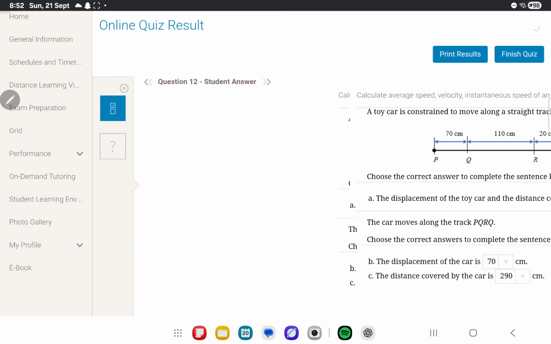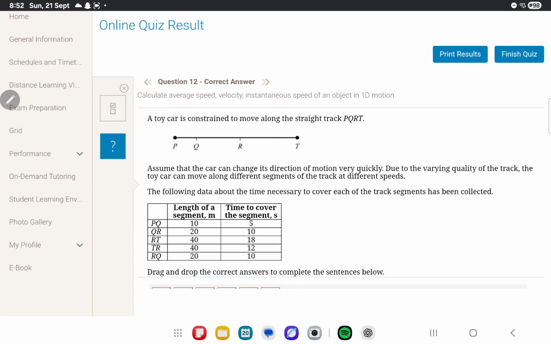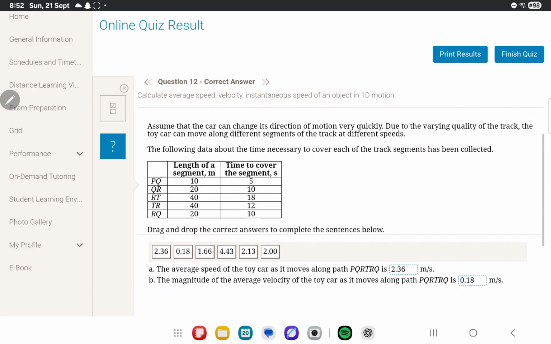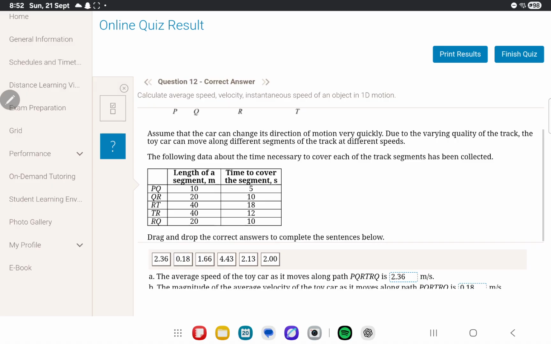Question 12. A toy car is constrained to move along the straight track PQRT. Assume that the car can change direction very quickly. Okay. The average speed of the toy car as it moves along the path PQRTRQ. So, I don't need the diagram above, but if you want me to draw it, I can. Let's just use it for reference.